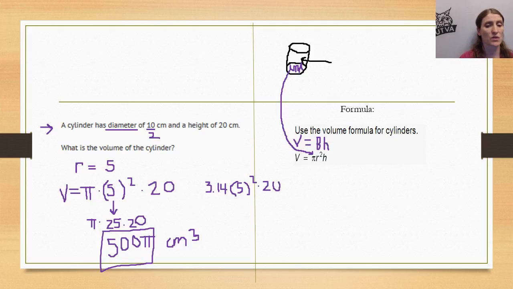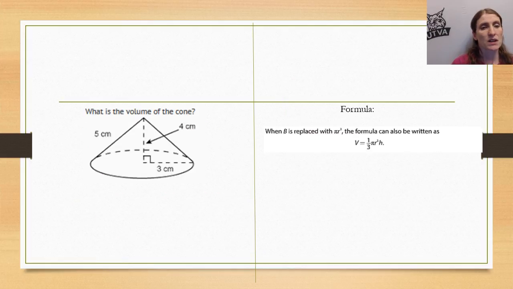Okay, so basically it's the same information, but when we get down here to the bottom, I'm going to multiply by 3.14 instead of just putting pi. So I take 500 and I times it by 3.14 and I get 1570. So these are the same answer. One is just in terms of pi and the other one is an approximation, not in terms of pi, using 3.14. Okay, next one. So now let's move on and talk about the volume of cones.